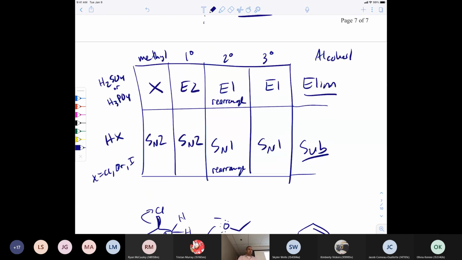So if at the beginning it wasn't an alcohol, it was an alkyl halide, we have to determine, is it primary, methyl, secondary, tertiary? What are the conditions? Bulky alkoxide, small alkoxide, strong nucleophile, protic solvent. Use that chart to figure out what the mechanism is. If it's SN2, we have to think about inversions. If it's E2, we have to think about anticoplanar if you're on a ring. If it's SN1 or E1, you have to think about rearrangements.